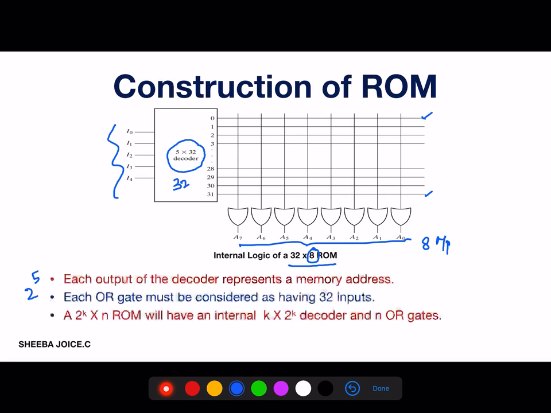Now we can see each output of the decoder represents a memory address. As I just mentioned, there are 32 distinct address locations and each OR gate will have 32 inputs. From 0 to 31, each one is going to be an input for each OR gate. Again from 0 to 31, I'll have inputs to the second OR gate. From 0 to 31, I'll have 32 inputs for this particular OR gate. So each OR gate will have distinct 32 inputs. Now a 2 power k by n ROM will have an internal k to 2 power k decoder and n OR gates.